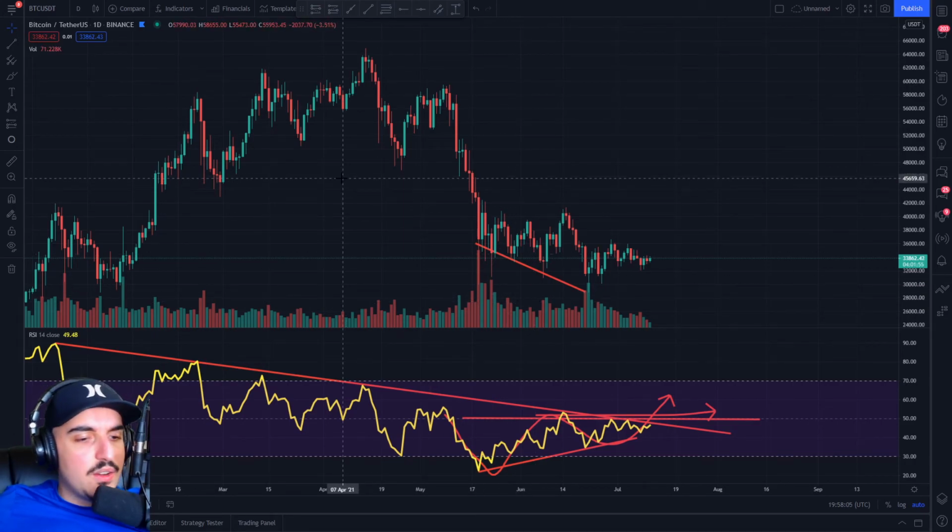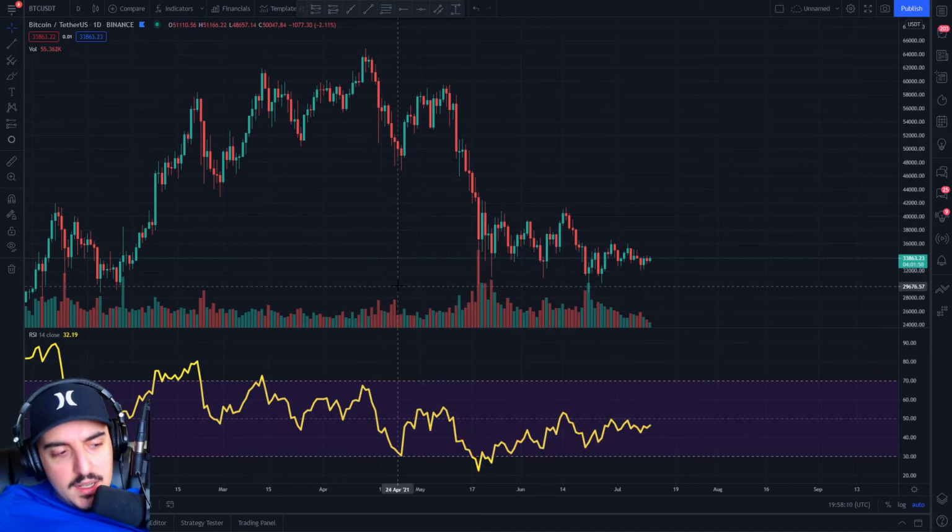You can use this indicator in any kind of markets. It works in any kind of places, any kind of charts that you can take a look at, and it's a tremendously valuable tool.